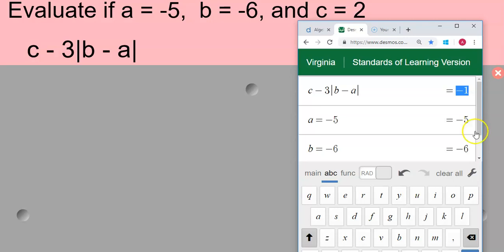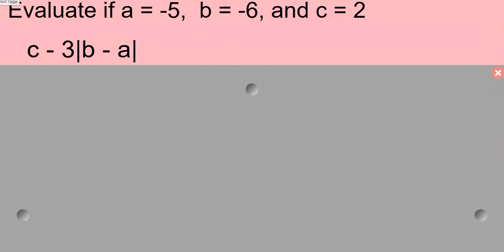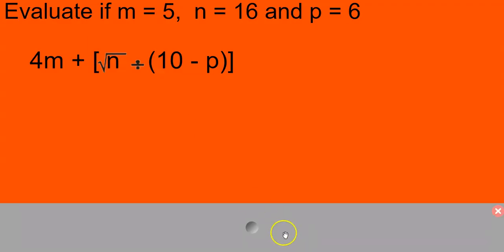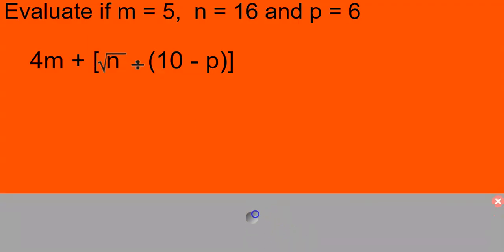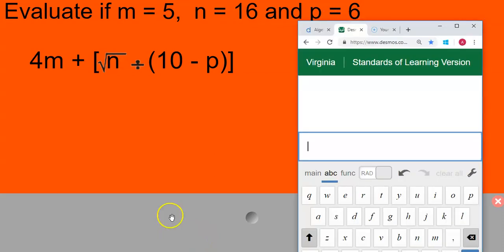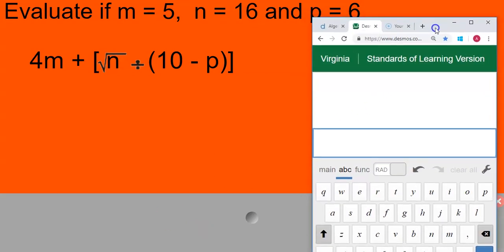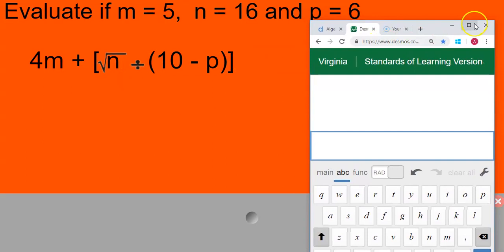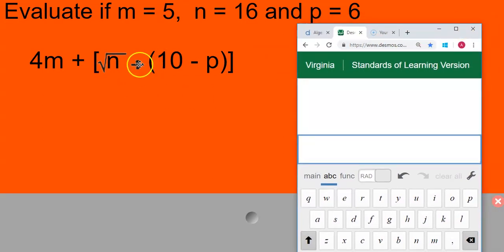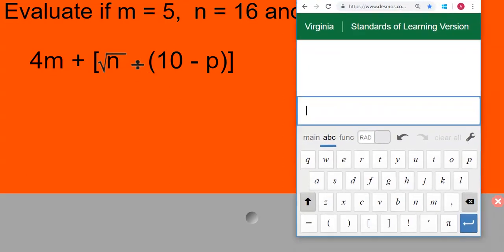So let's go ahead and try another problem. So I'm going to clear this out, and we're going to go to our second problem. So now we're evaluating if m equals 5, n equals 16, and p equals 6. So I'm going to pull up my Desmos calculator again, and I'm going to put in this expression. Now this is going to be a little different because you have the division, and I wanted to make sure you see what's going to happen here when you have division. I'm going to pull it up here on top of our variables right now.